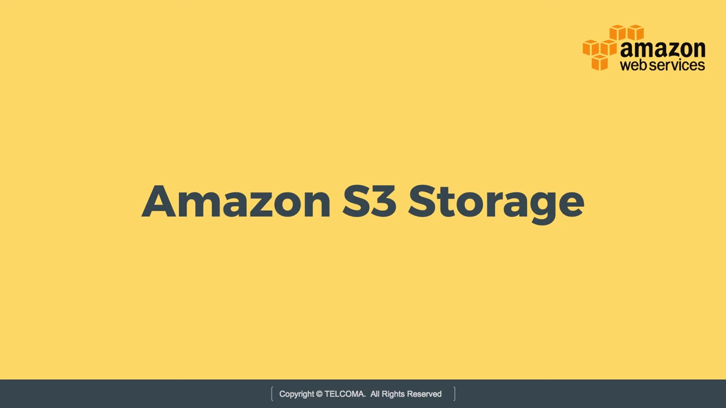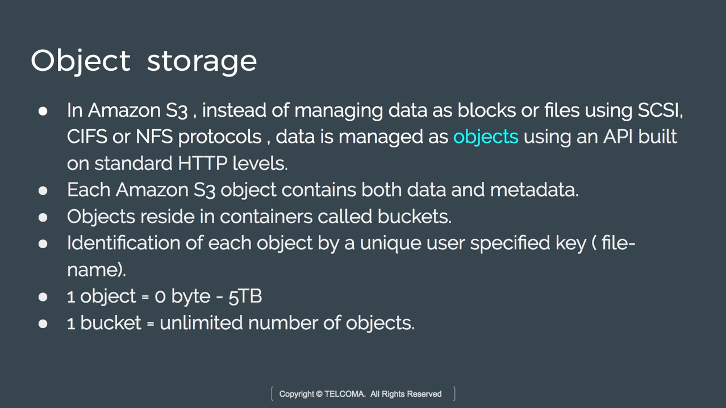Today in this class we are going to discuss object storage. In Amazon S3, the storage is independent of the server and is accessed over the internet. Instead of managing data as blocks or files using those protocols, data is managed as objects by using an API which is built on HTTP. Each Amazon S3 object contains data and metadata. Data is the actual data that contains information, and metadata is the data which contains information about the data.